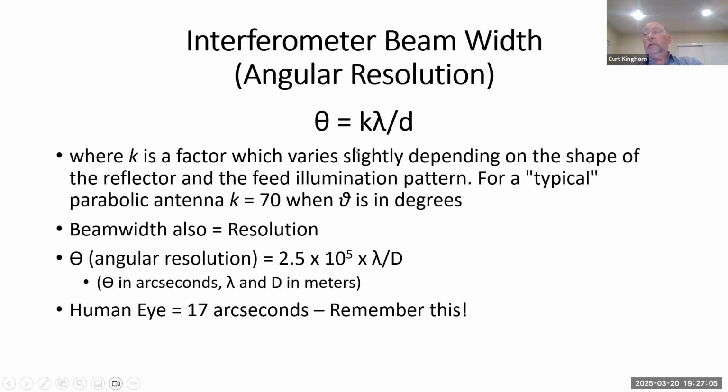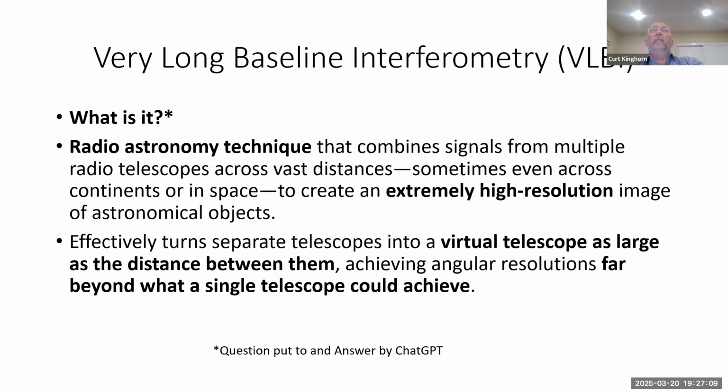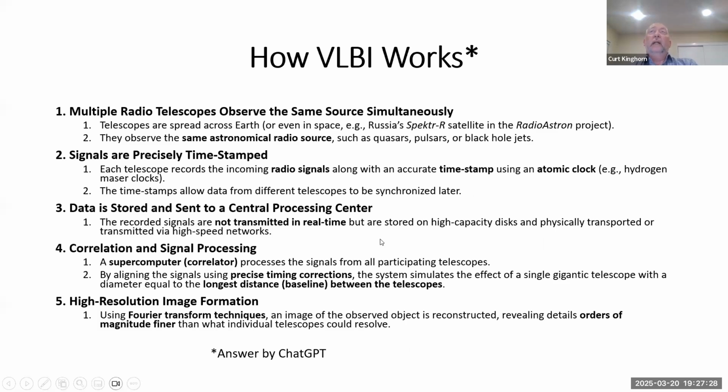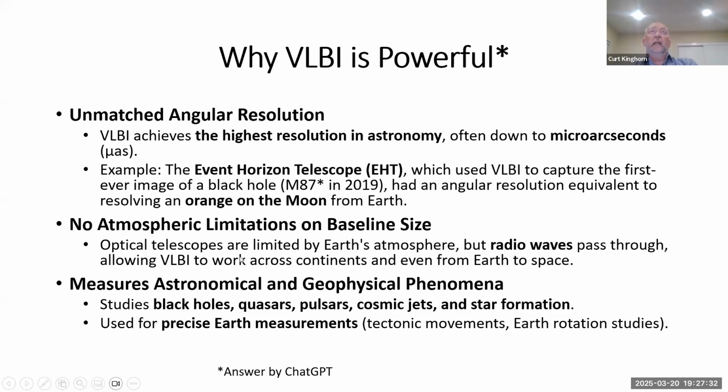So higher frequency stuff also produces smaller fields of view. Now switching to just what ChatGPT can do. I decided to try ChatGPT and say, what is very long baseline interferometry? And here's what it came back with. It's a radio astronomy technique, and it basically goes on for pages. Here's how it works. It gives you all the details of that.